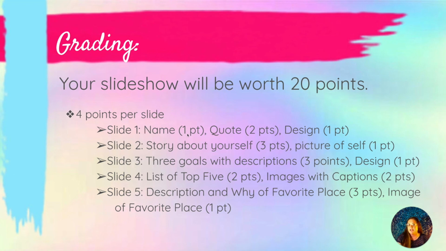The first slide, just having your name, you get a point. The quote is 2 points because 1 point for the quote and 1 point for the author of the quote. The design is also worth 1 point. You can see slide 2, 3 points for the story and 1 point for the picture of yourself. Slide 3, 3 goals, so 3 points for having the 3 goals, and then the design is 1 point. Slide 4, you get your top 5 list with 2 points. Images with captions are also 2 points.